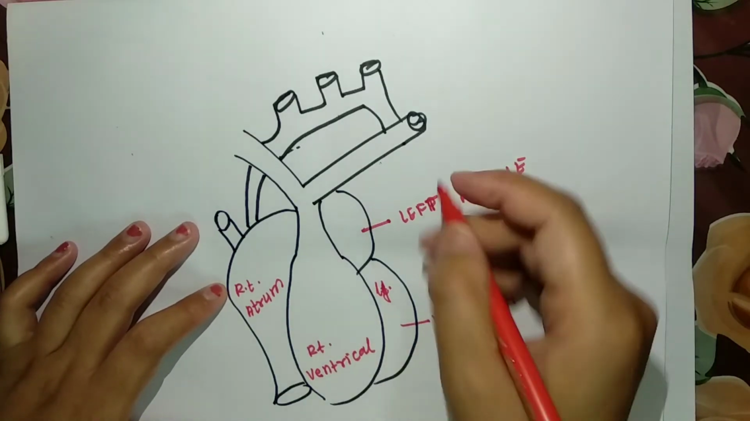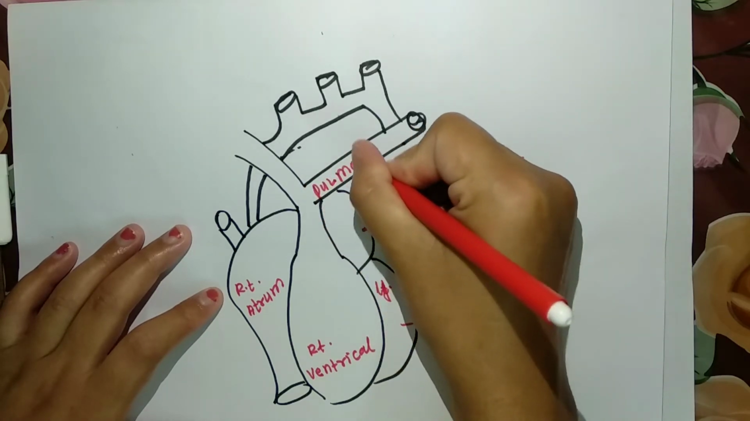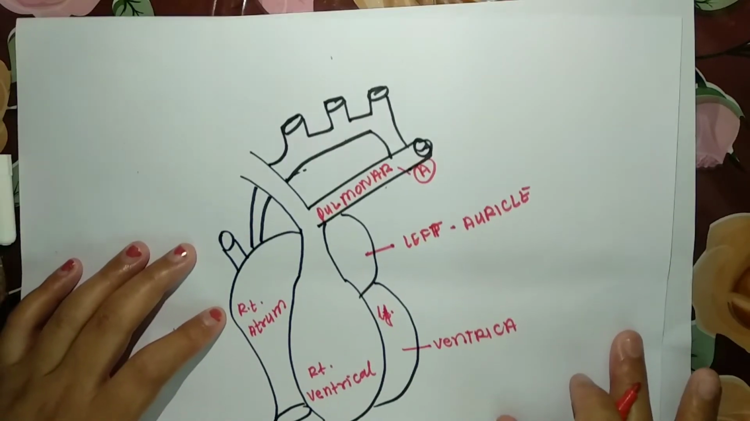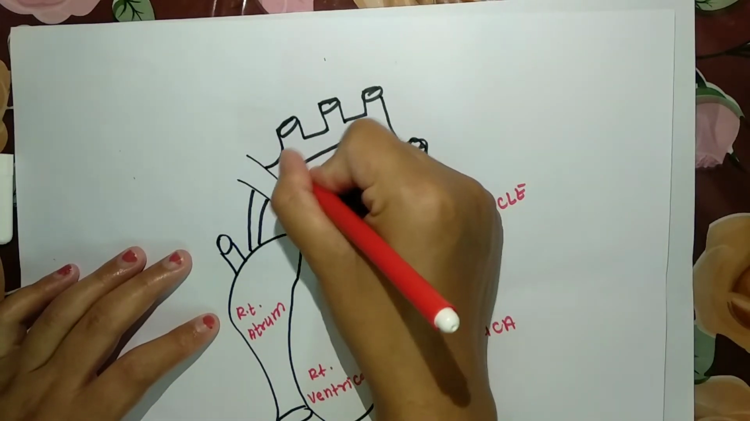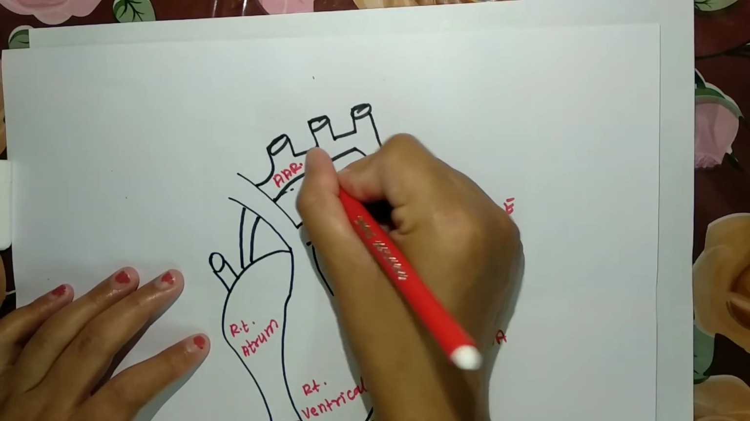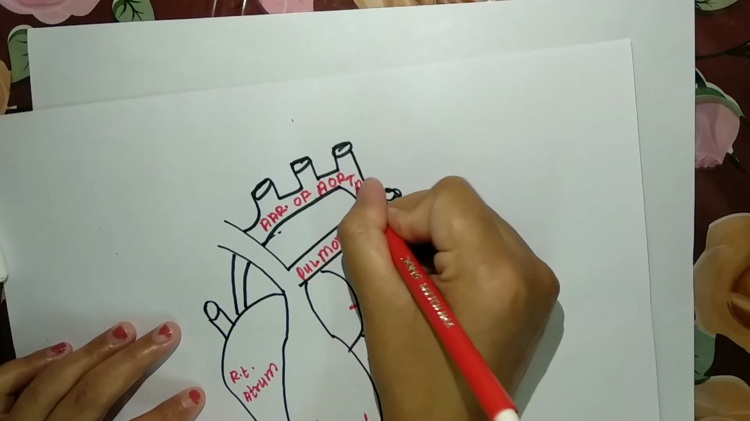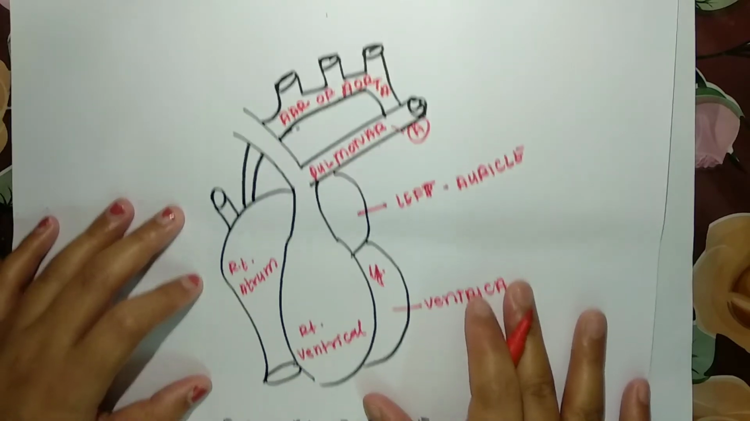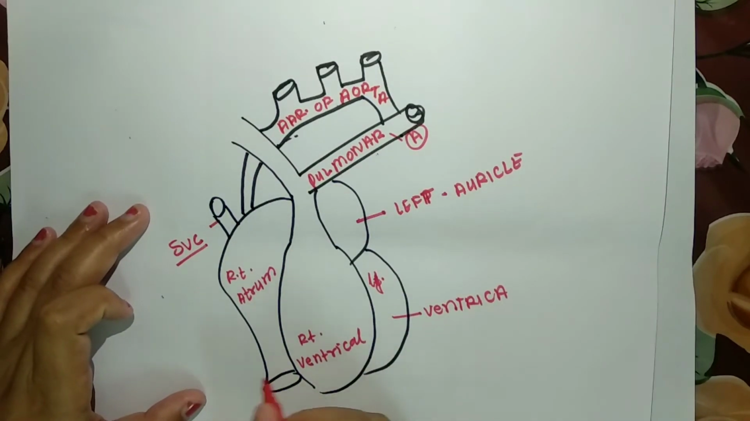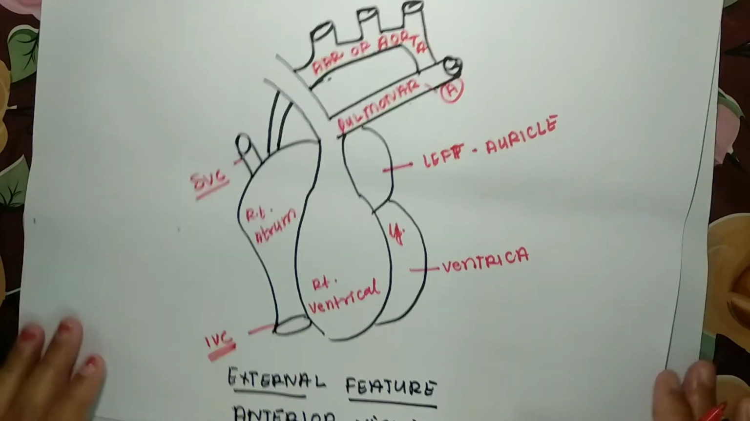And this is the pulmonary artery. This is the arch of aorta. And this is the superior vena cava, SVC. This is the IVC, the inferior vena cava. So it's a very easy diagram.